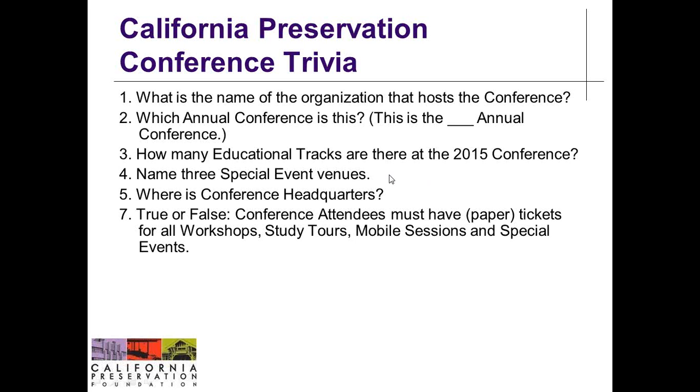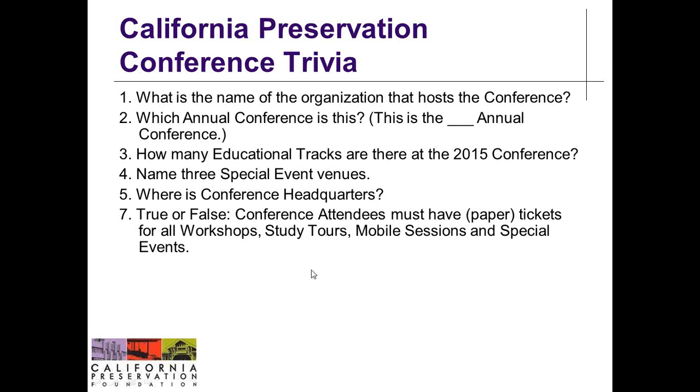What are 3 special event venues? Stone Brewery. The Naval Training Center, Macmillan Company's Event Center. That's where most of the events will be held. Stone Brewing Company. Yep, Casa de Estudillo. And Slater's 50/50. And where's the conference headquarters? Macmillan Event Center. That's right. And the Macmillan Company is one of our sponsors.